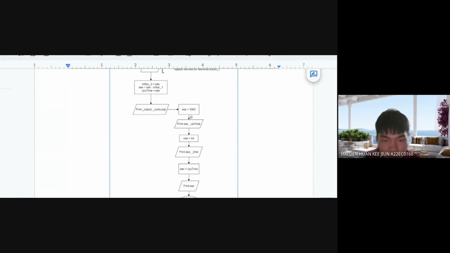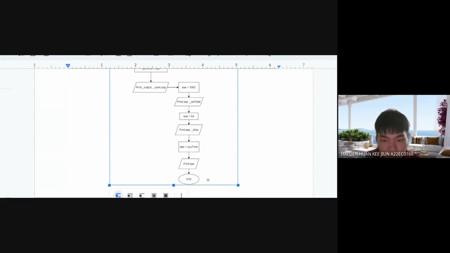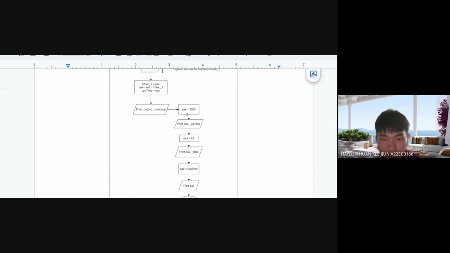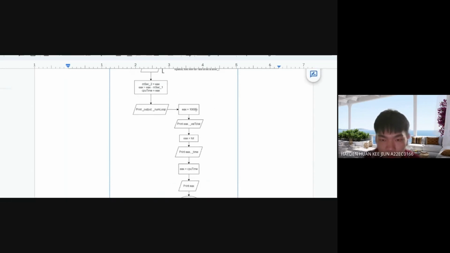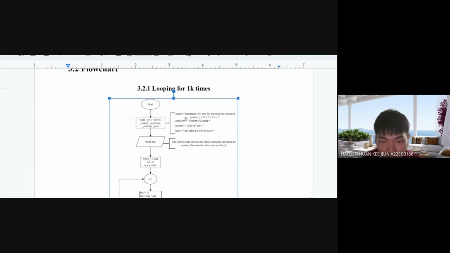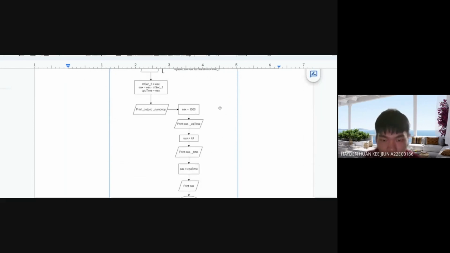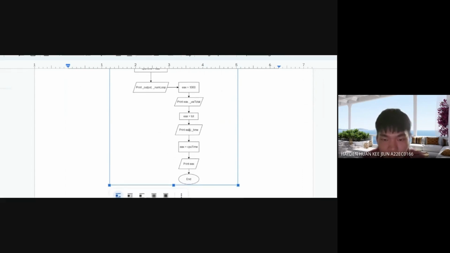The below part represents the printing for the output section. This EAX equal to 1000 will print out to this. Sorry, the number of loops is 1000, and then it will print EAX and the total value. Then EAX will equal the total, and it will print the total value again. For the last part, it will print the time taken for the CPU to run the program.